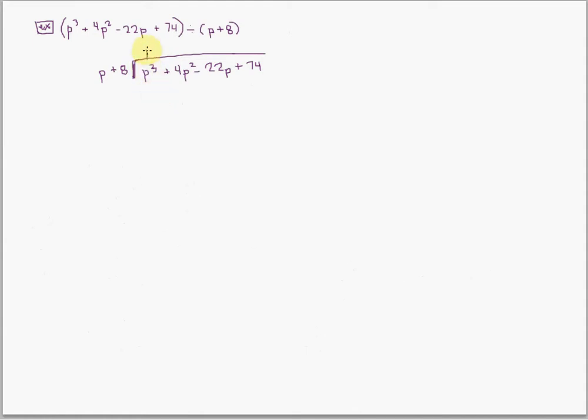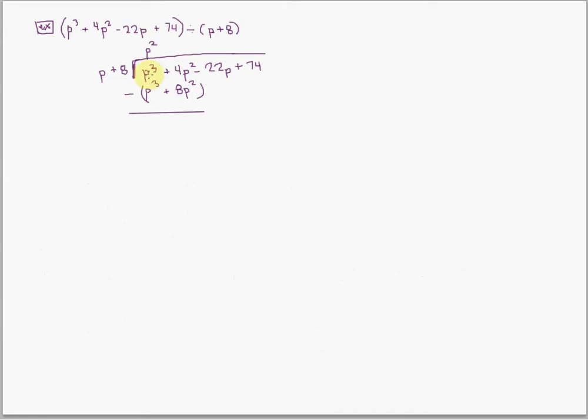So if I multiply by p squared, then I multiply by p to give me p cubed, and I'm going to write it straight underneath here. Then I'm going to multiply it by 8, so I get plus 8p squared. So I find the value that makes this cancel, and then I multiply it by both of those values so that I have values to subtract. Okay, now we're subtracting this whole thing.